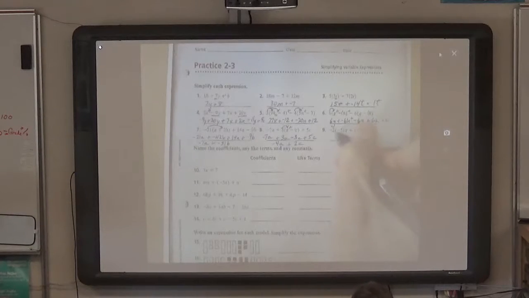And then -2 times -5 is +10q plus -72 times -1 is +72q, which is +82q.